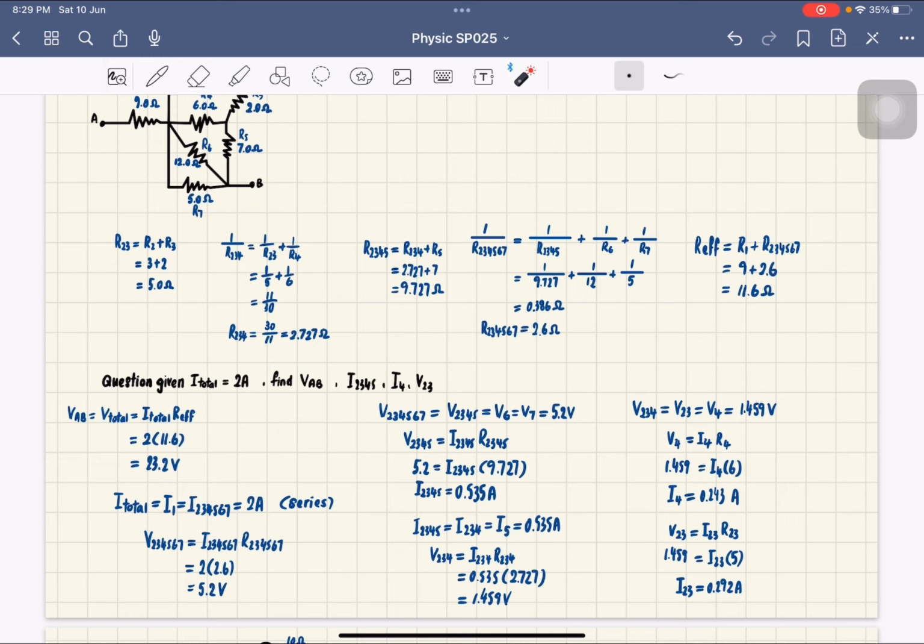Since resistor 23 and resistor 4 are arranged in parallel, the voltage is constant. So we use the formula V4 equal to I4 times R4. Then we substitute the R4 value and the V4 value. We will get I4 is 0.243 ampere. Subsequently, to find the I23, we substitute the value of V23 and the R23, and we will get I23 with the value 0.292 ampere. Is that simple?